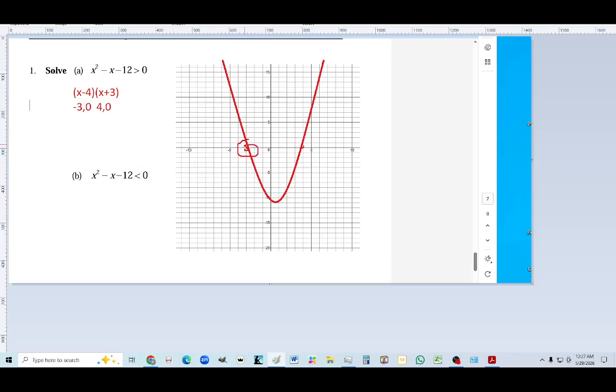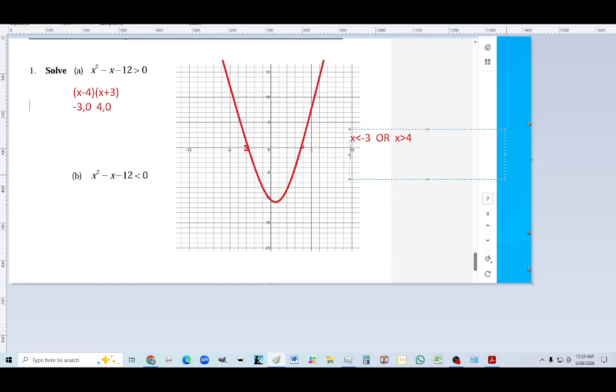Well, I can see when we go to the left of minus 3 here, we're above 0. And when I go to the right of plus 4 here, we're above 0. So we would write it like this: when x is smaller than minus 3, or when x is bigger than 4, because it asks for bigger than 0, not included.